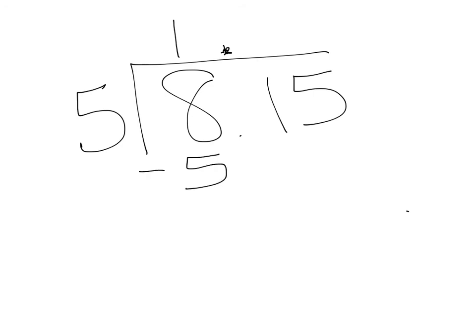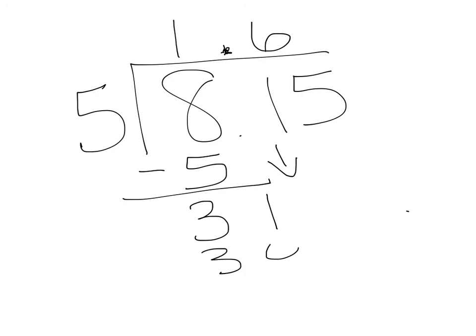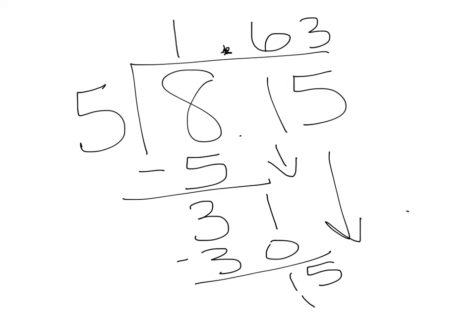Write it below the 8. Subtract 8 minus 5 is 3. Bring down just the 1. Repeat. 31 divided by 5. I can get 6 groups. 5 times 6 is 30. Subtract, I get 1. Bring down the 5. And repeat. 15 divided by 5 is 3. Multiply. 15 minus 15 is 0. Nothing else to bring down, so my answer is 1 and 63/100. Alright, try this one on your own.